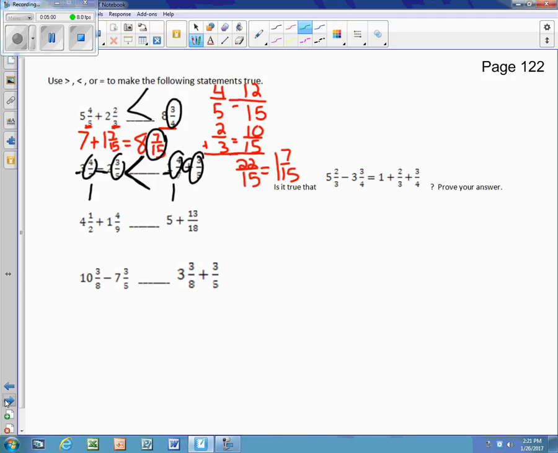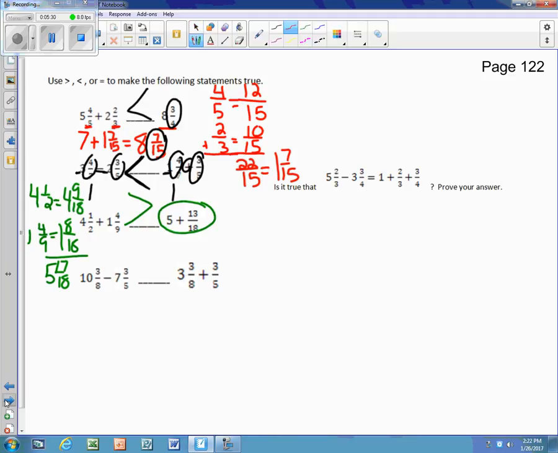So now I have 4.5 plus 1 4/9, and I'm adding that to 5 13/18. So I'm going to start by doing 4.5 and 1 4/9, and I'm going to change these. And I end up with 5 17/18. And this is 5 13/18, so I know that this is larger.